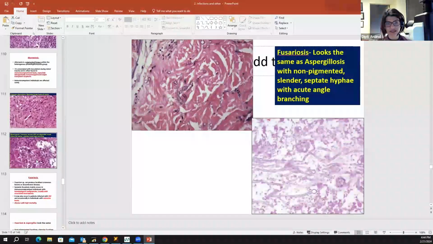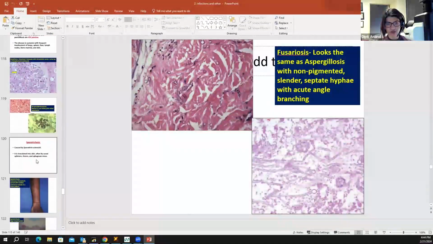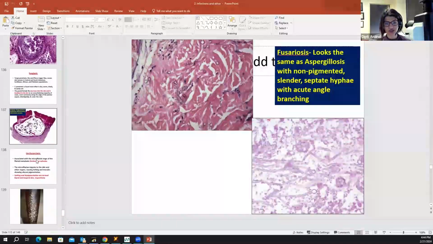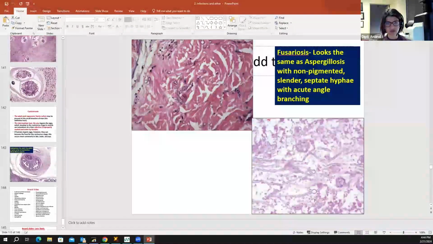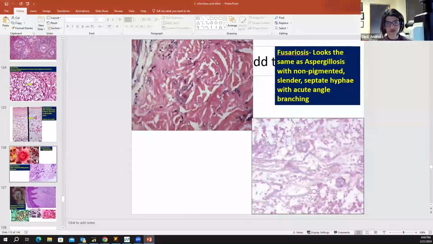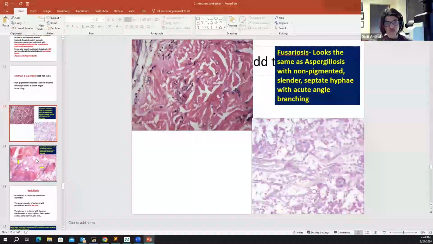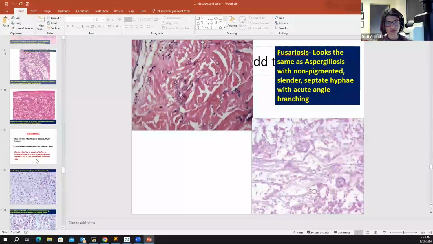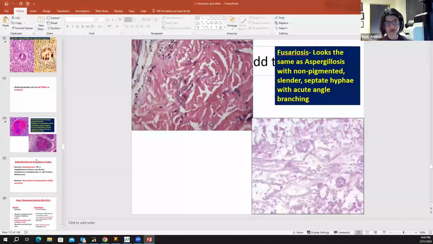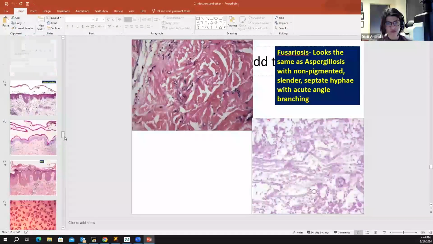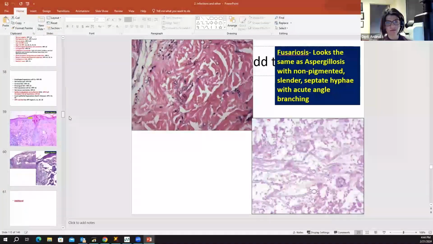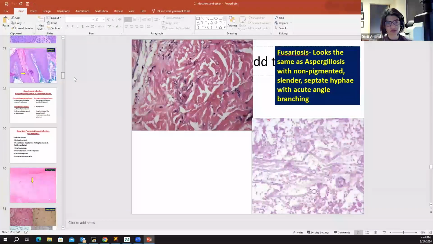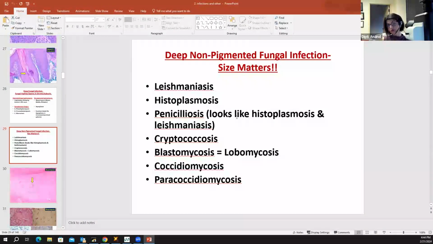Okay, so I should have a slide somewhere in here which talks about the size. So hold on one minute. Okay, so this is the size that we will go by.